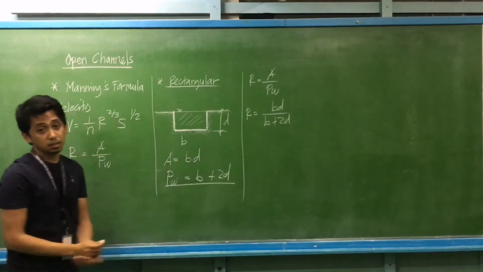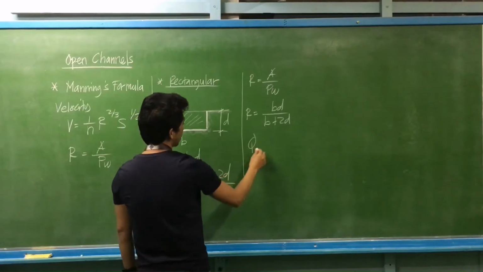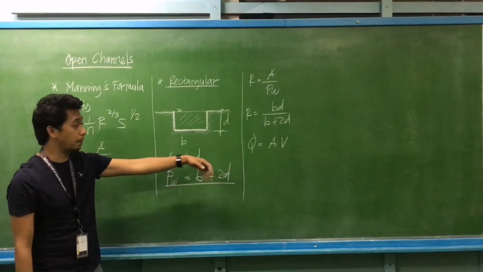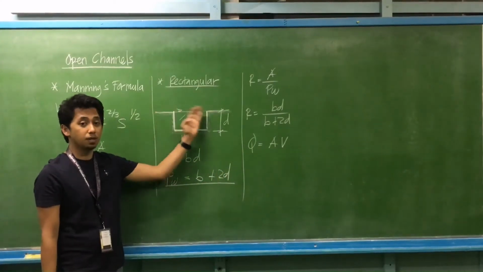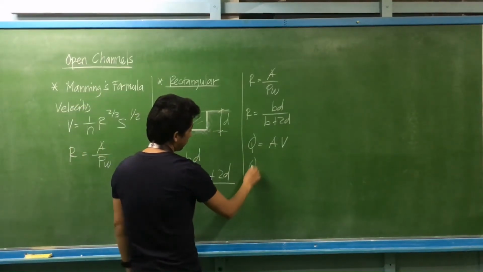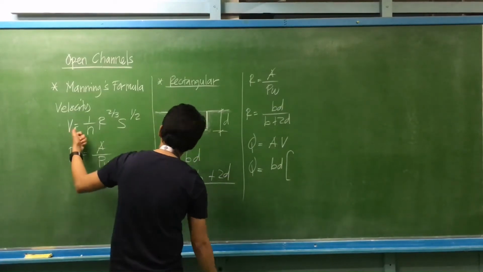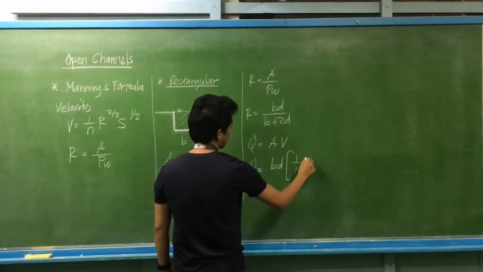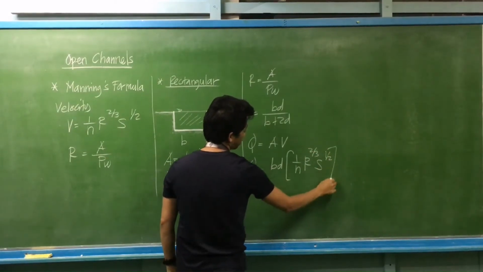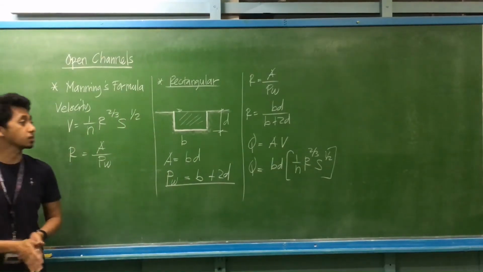How do we compute the discharge? The discharge is the area times the velocity, the same concept as with a pipe: the cross-sectional area of the flow times the velocity of flow. For a rectangular section, the discharge equals B times D, times 1 over the roughness coefficient, hydraulic radius raised to 2/3, hydraulic slope raised to 1/2. That is the discharge. So let's have an example.